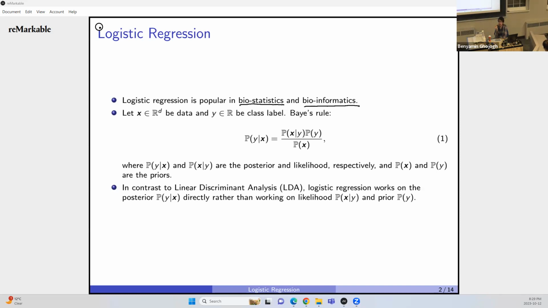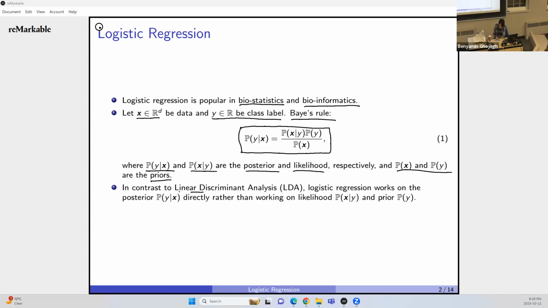Recall the preliminaries we talked about. It's used for classification. Let X be d-dimensional data and Y be a scalar class label. Bayes rule is this, right? Again, Bayes rule, where P(y|x) is called the posterior, P(x|y), the probability of x given the label, is the likelihood, and P(x) and P(y) are the priors, right?